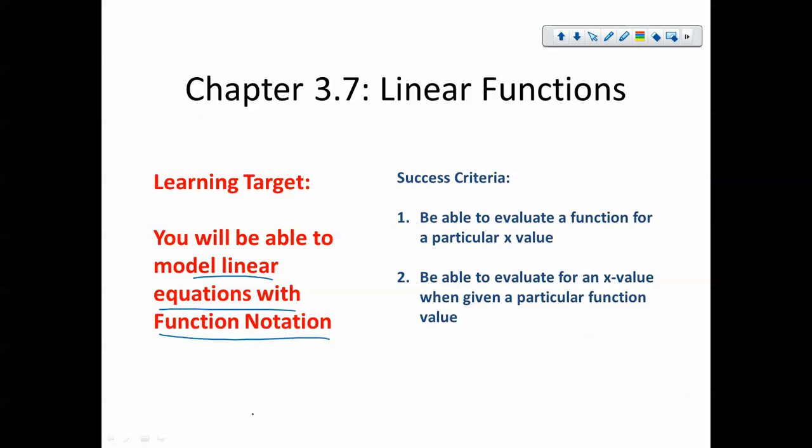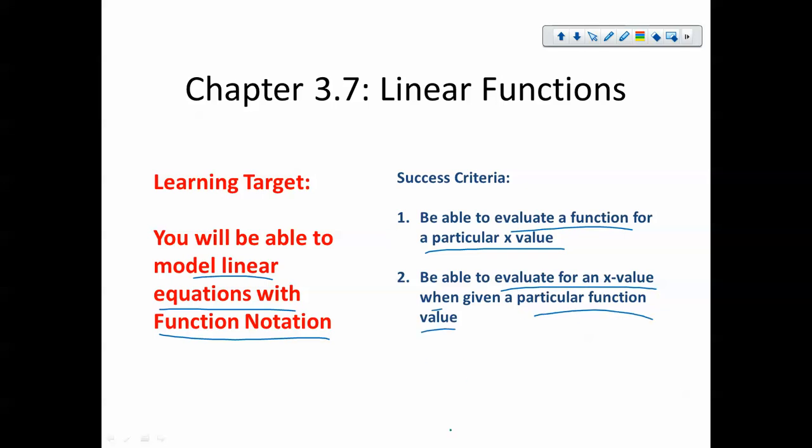So we've been doing linear equations. We just want to be able to do the same thing with function notation. Function notation, what we learned back in chapter 1. So let's review a couple of those things. What exactly does function notation mean? And then we'll do a couple problems together. By the end, you'll know you can do this if you can evaluate a particular x value, and if you can do the opposite of that, evaluate for an x value when given a particular function value.